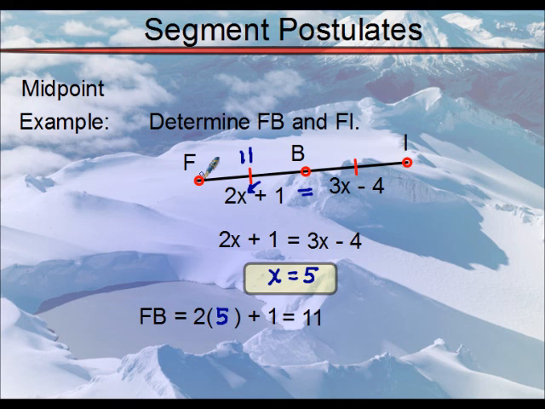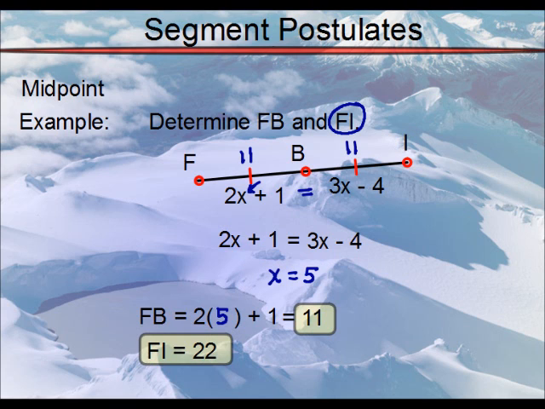So now that we know that from F to B is 11, we also know that BI is also 11. So if you want to determine the value of FI, we can just simply add them up, and I guess here is where you would use the segment addition postulate. So we get 22. That answers FI. We got 11. That answers FB. And like that, you are done.